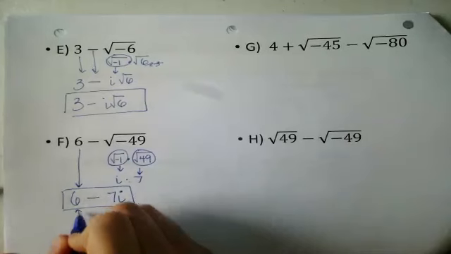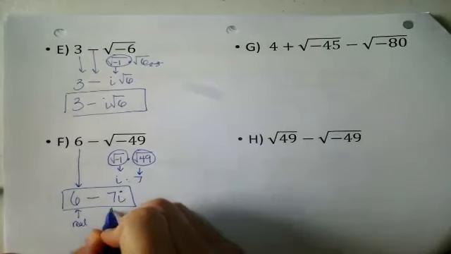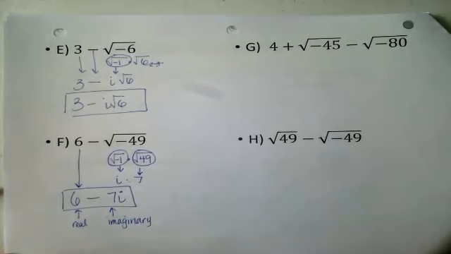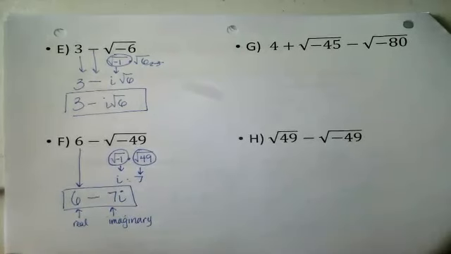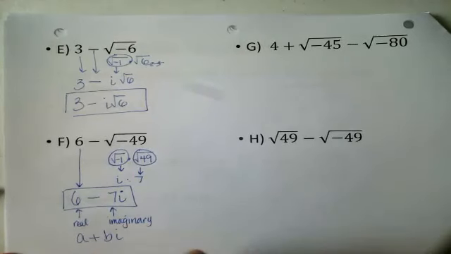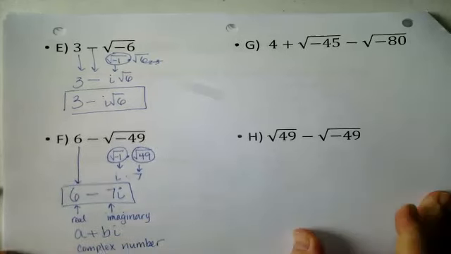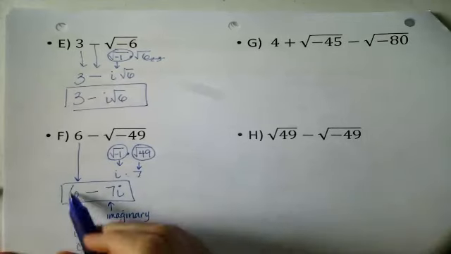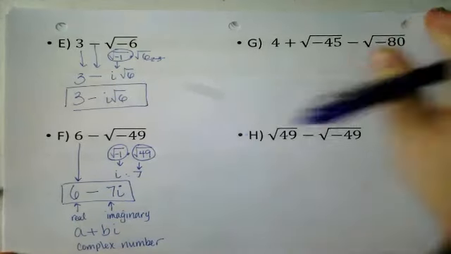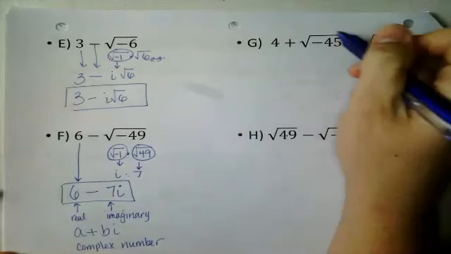So this is the real part, and this is the imaginary part. Imaginary because it's got the i attached. And this is how we usually like to write complex numbers in a plus bi form. Okay, so that is normally how we write it, where a represents a real number and bi represents an imaginary portion. All right, now we've got a couple of radicals to simplify here.